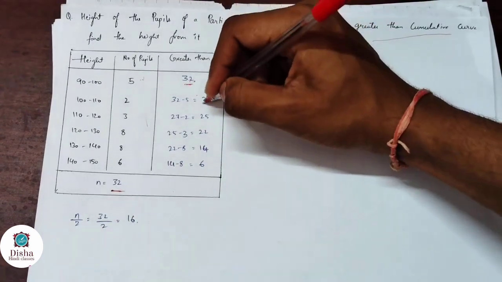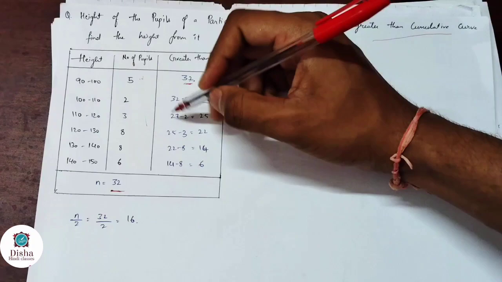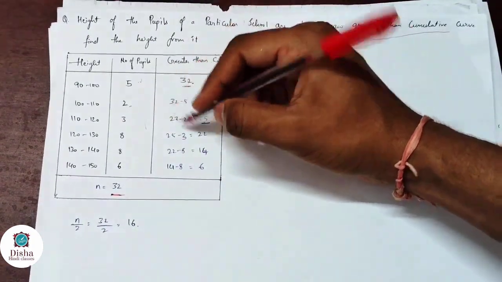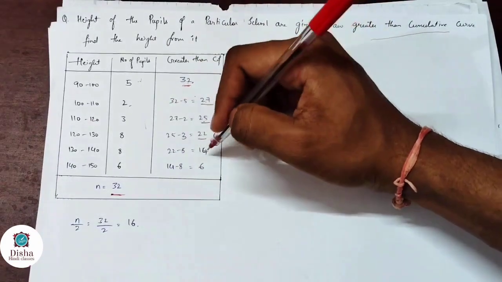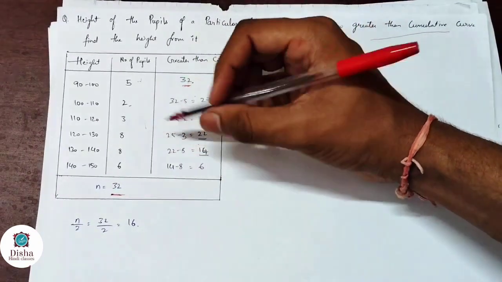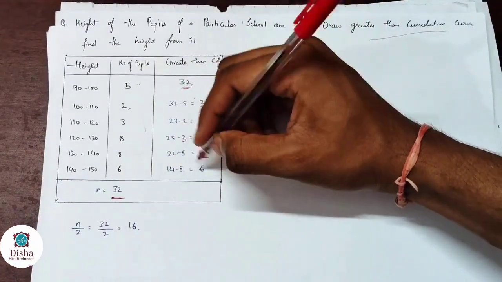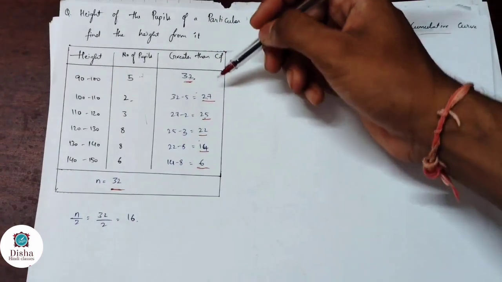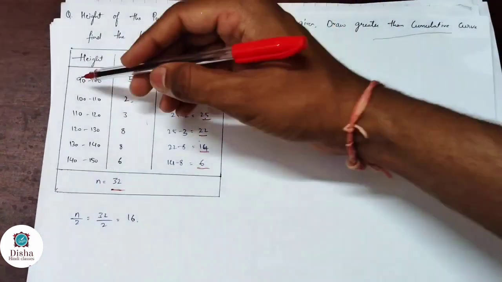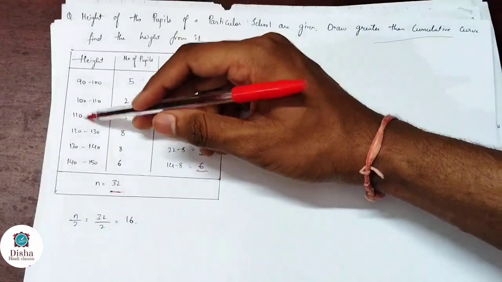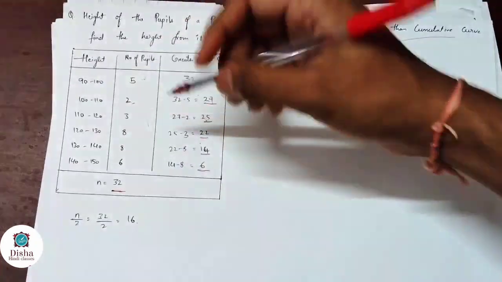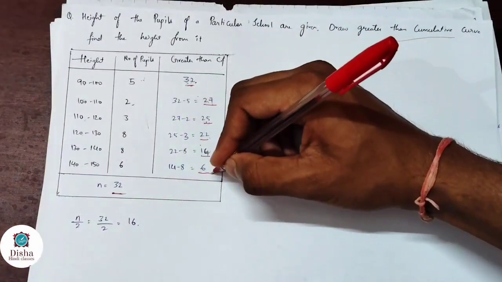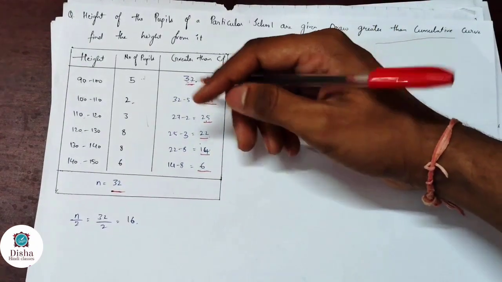Next we'll be subtracting 32 minus 5. 32 minus the first frequency, we'll get 27. 27 minus 2, we'll be getting 25. 25 minus 3, we'll be getting 22. 22 minus 8, we'll be getting 14. 14 minus 8, we'll be getting 6. So this is the way you find the greater than cumulative frequencies. So greater than 90 will be 32, greater than 100 will be 27, greater than 110 would be 25, greater than 120 would be 22, greater than 130 would be 14, and greater than 140 would be 6.